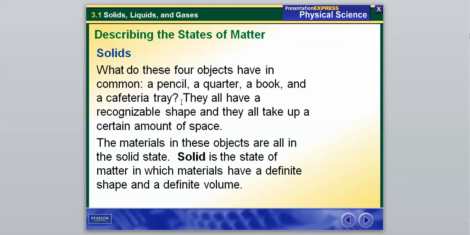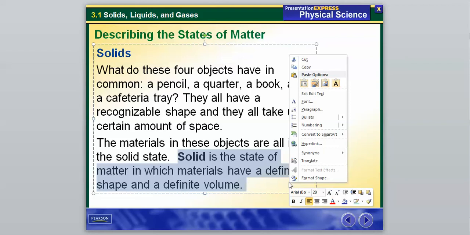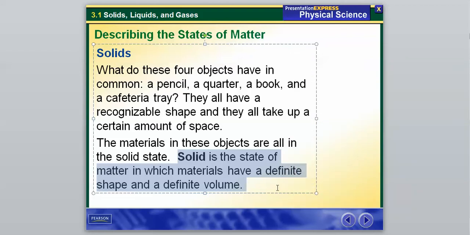A pencil is going to take up more space than a quarter. The cafeteria tray is definitely bigger, going to take up more space than our pencil and our quarter. And the book could be kind of variable. But we can have a definite picture in our mind when we think about all of these things, because they all take up a certain amount of space, and they're very recognizable. So the materials in these objects are all in the solid state. When we define the solid state, it is the state of matter in which materials have a definite shape and a definite volume. So I would definitely write that down. Solids have a definite shape and a definite volume.